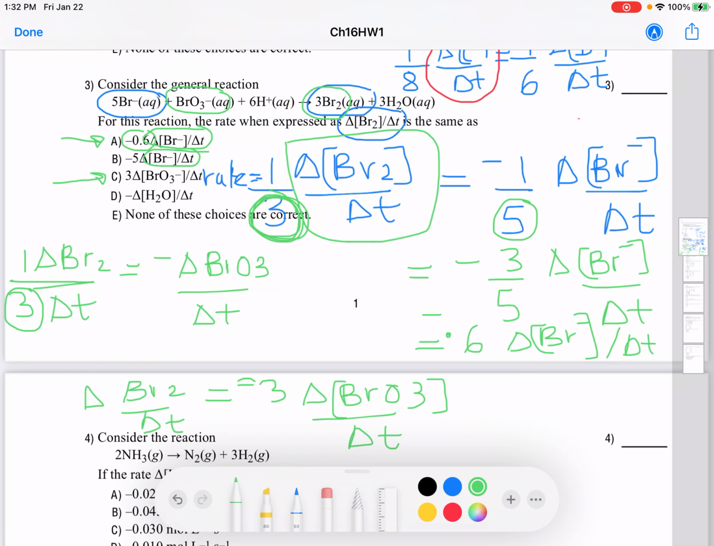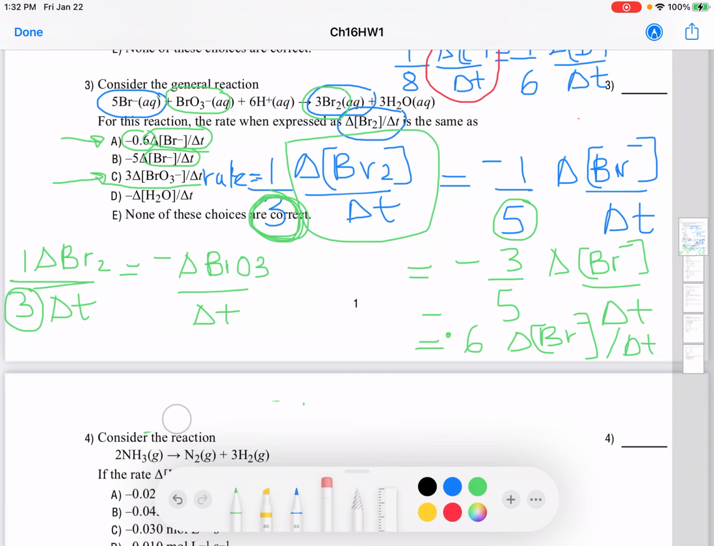So why is C not correct? It has to be negative, but we don't see the negative one. Other than that, answer C, 3 times bromate over delta T, is correct, but we are missing the negative part. So because of that, that's not the correct answer. Okay.